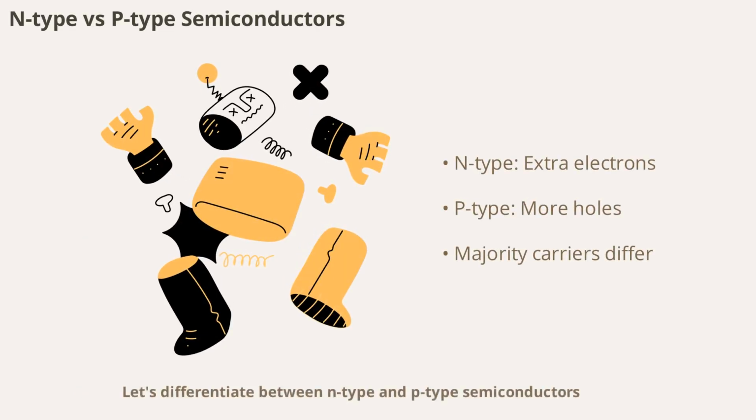Let's differentiate between N-type and P-type semiconductors. In N-type semiconductors, impurities add extra electrons, making electrons the majority charge carriers. In P-type semiconductors, impurities create more holes, so holes become the majority carriers. This distinction is crucial for building devices like diodes and transistors, as the interaction between N-type and P-type materials forms the basis of many electronic components.